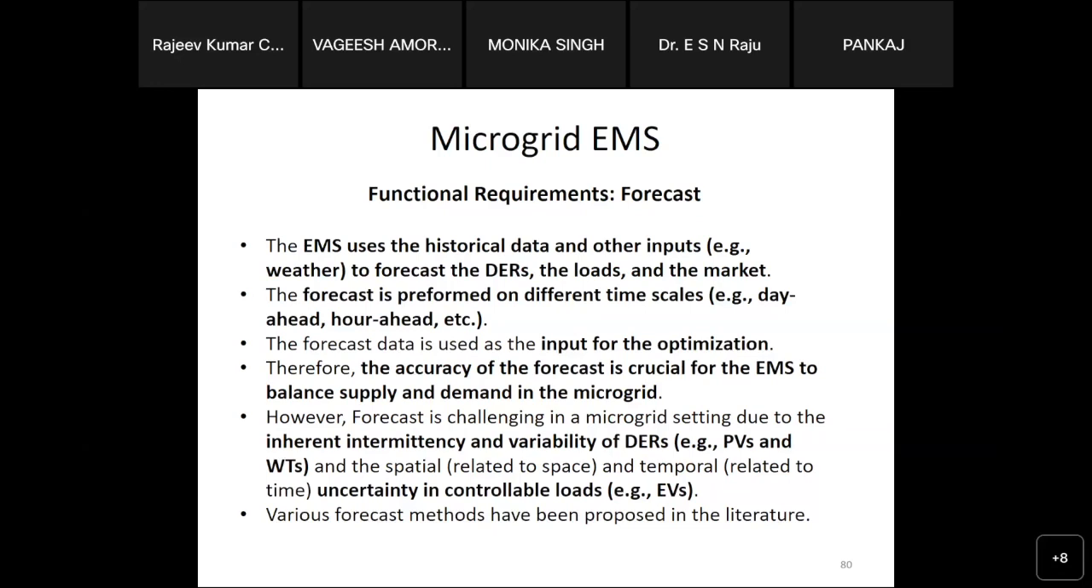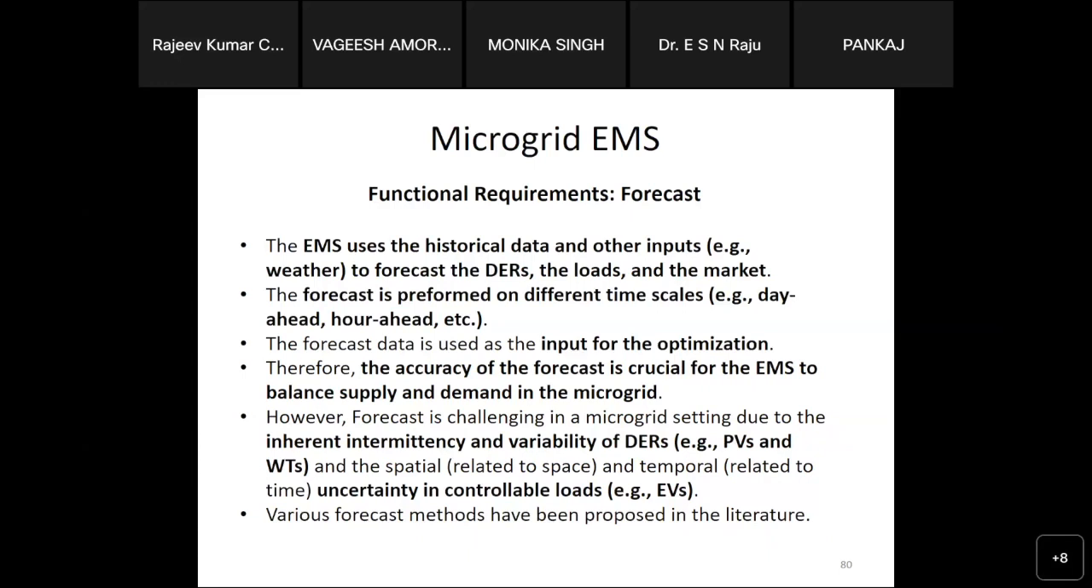Likewise, we will take the other inputs as well, corresponding to the loads and the market. Also, this forecasted data will be used as input for the optimization. If you are not maintaining the accuracy of the forecasting, then definitely the data used in the optimization is going to be affected. That is the reason why we need to maintain proper forecast accuracy. That is crucial for the EMS, and also crucial for balancing the supply as well as the demand in the microgrid.